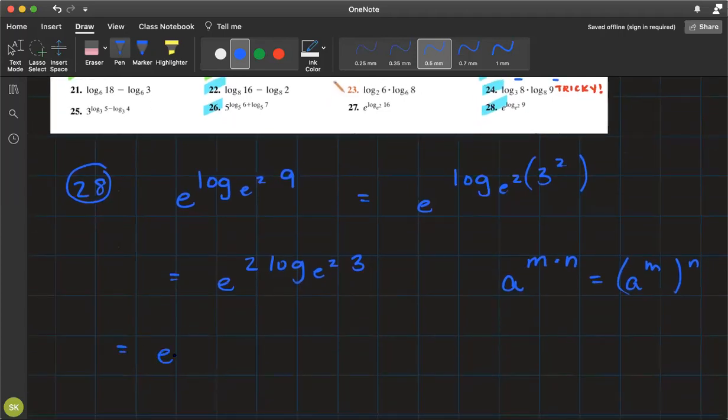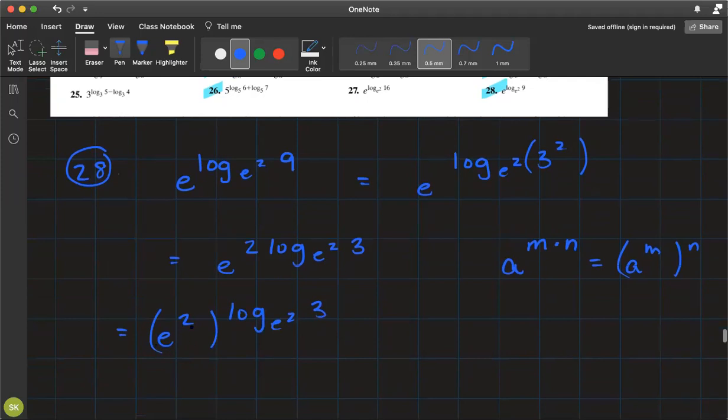This is equal to e squared log base e squared of 3. And now I have the same number here, I have it here as well. So I can cross these out and I'm just left with 3. Yeah, that was kind of tricky. I had to really think about what I needed to do here. And so if you didn't see it at first glance, that's okay. Just as long as you understand the rules that I'm using, that's what's important.